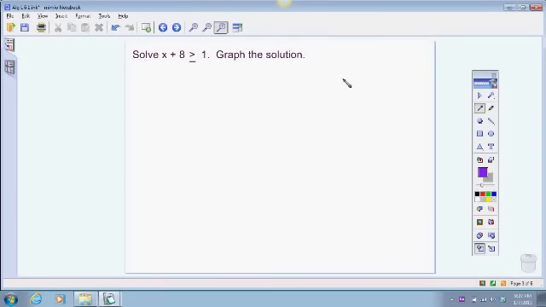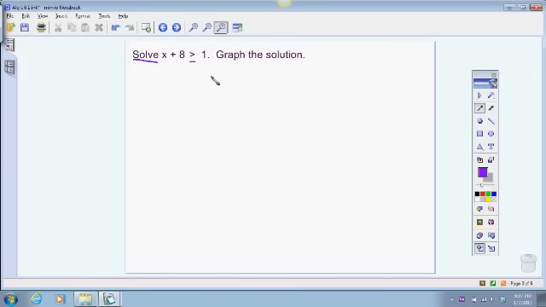Solving linear inequalities is very similar to solving equations. So all that time you put in learning how to solve equations is going to come in handy. If you look at this example here, it says solve x plus 8 is greater than or equal to 1, then graph the solution. You have to solve first.